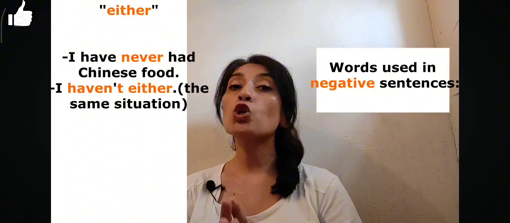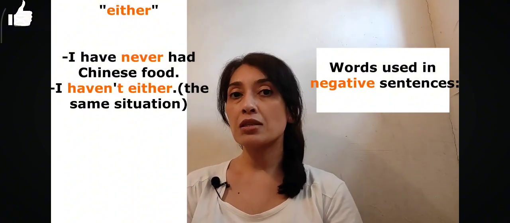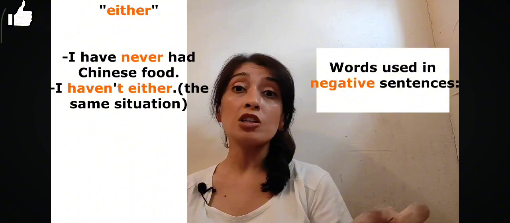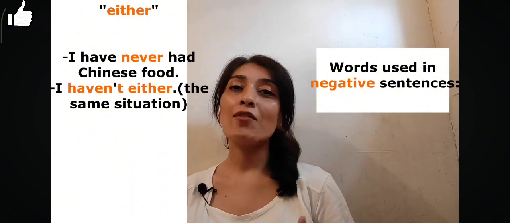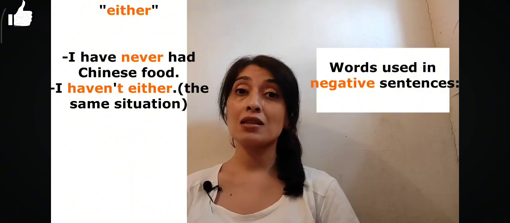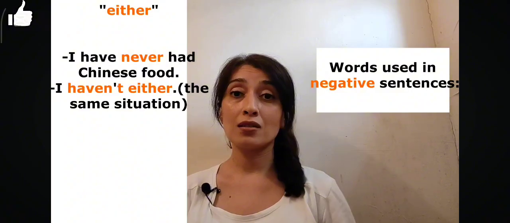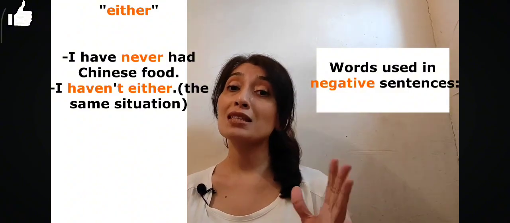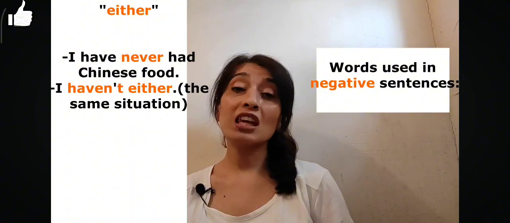You can also use either in negative sentences. Either means the situation is similar to one already said. One says, I have never had Chinese food. The other says, I have never had Chinese food either. Or you can say in a short form, I haven't either.